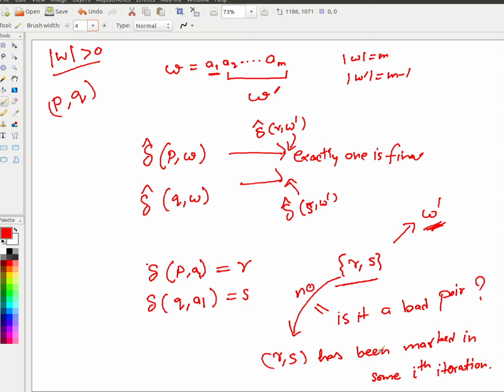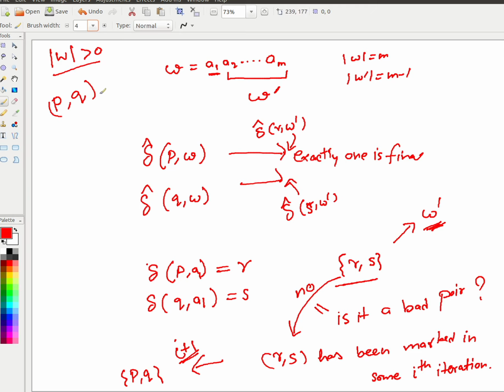And if you have already marked it by the table filling algorithm, don't you think that in the next iteration, the I plus 1th iteration, P and Q should have been marked for sure? Because in the I plus 1th iteration, for P and Q, when you pick all possible symbols, you must have checked whether R and S is distinguishable or not. Correct? But it is a bad pair.